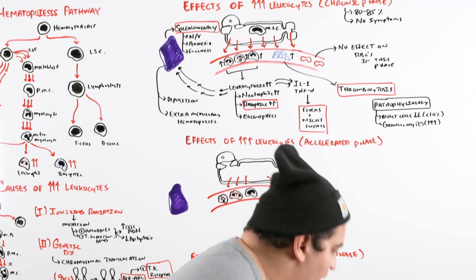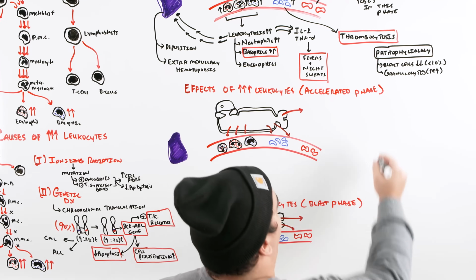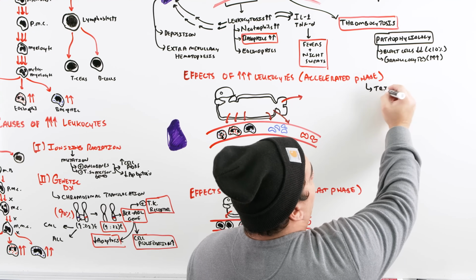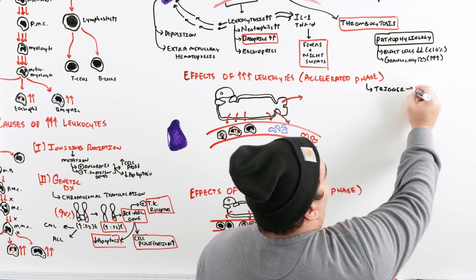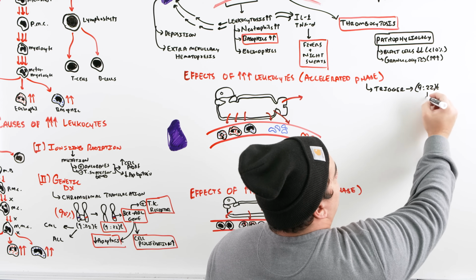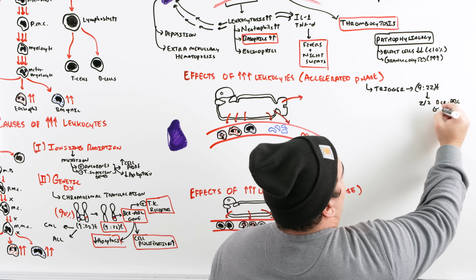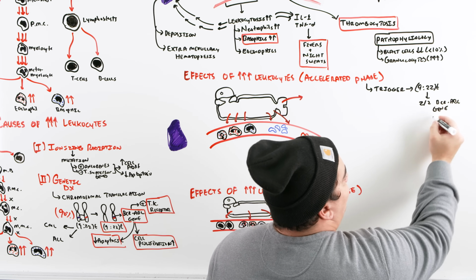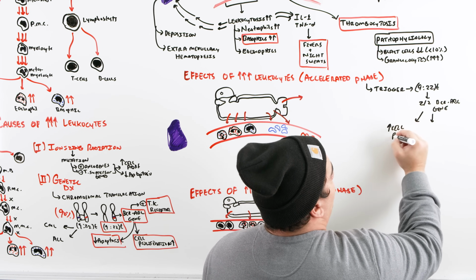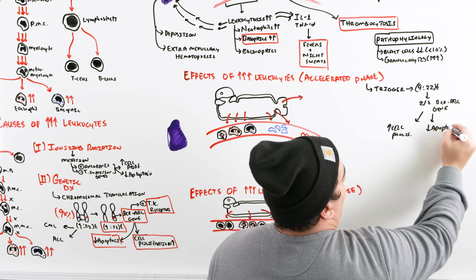In this next phase, we got the accelerated phase. In the accelerated phase, what has now happened is you started this all off with the trigger. The trigger was likely a 9;22 translocation, and that was secondary to what's called the BCR-ABL gene. And what that did is that caused two effects. One is it increased the cell proliferation, and the second thing is it decreased apoptosis, right? We know that.